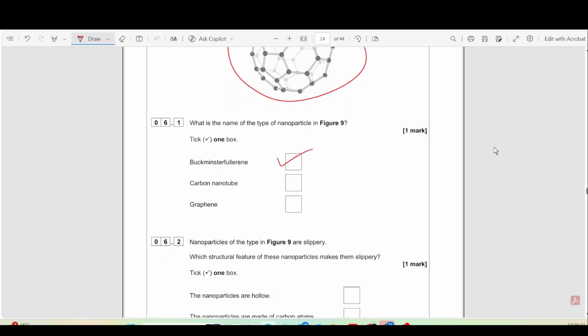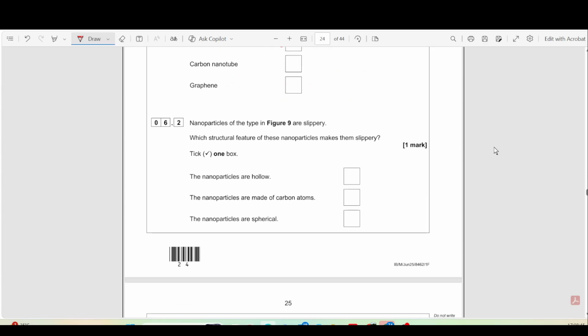The second one says nanoparticles are slippery. Which structural feature of these nanoparticles makes them slippery? Because they are spherical, they act like tiny ball bearings, allowing them to roll and slide past each other easily. They are spherical is the correct option.